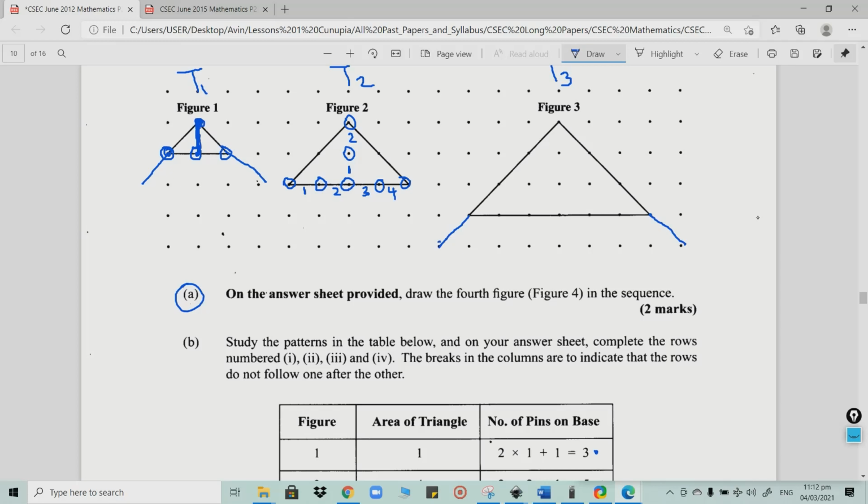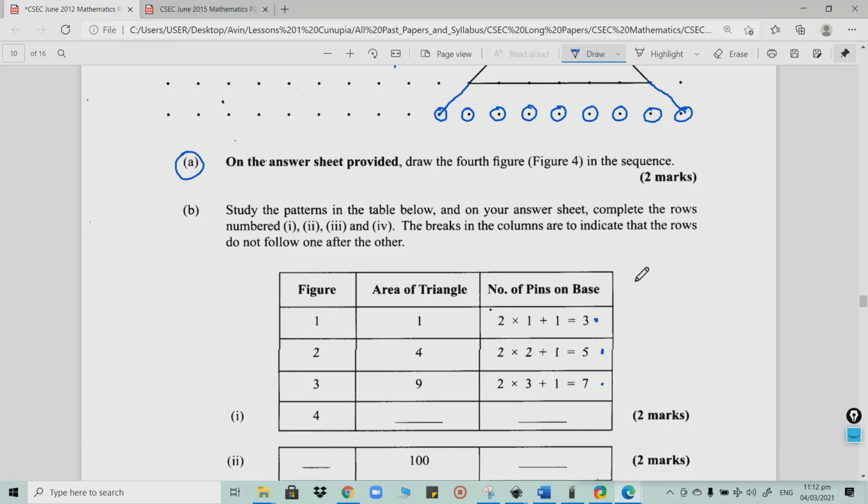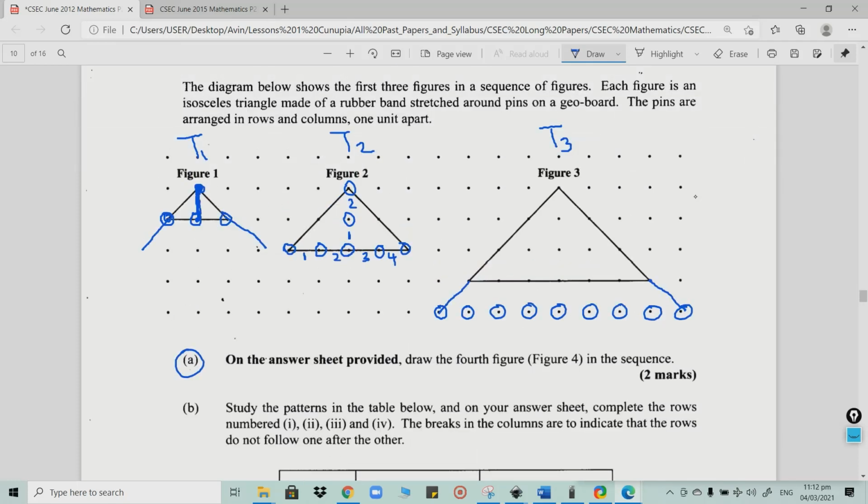And then this could be the base. 1, 2, 3, 4, 5, 6, 7, 8, 9. How many pins will my fourth figure have? Well, it's supposed to have what? 9. It won't have 3, it won't have 5, it won't have 7, it will have 9 now. What will be the area of this new triangle, the fourth one? Well, it's T4, right?